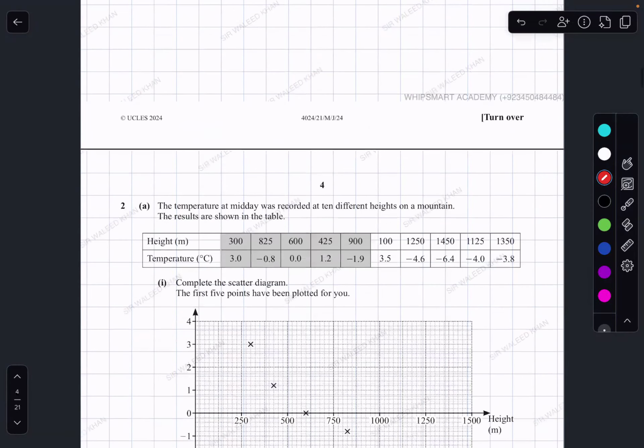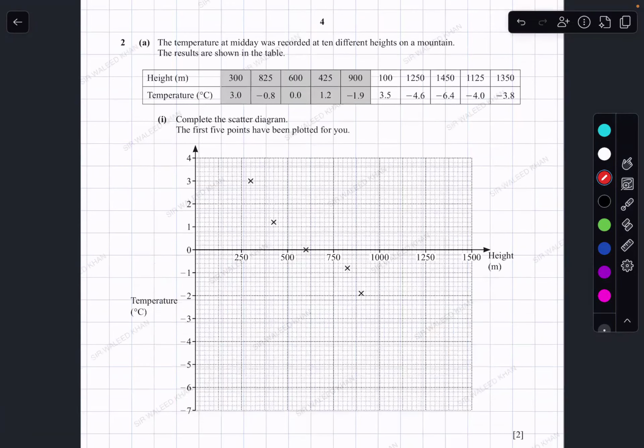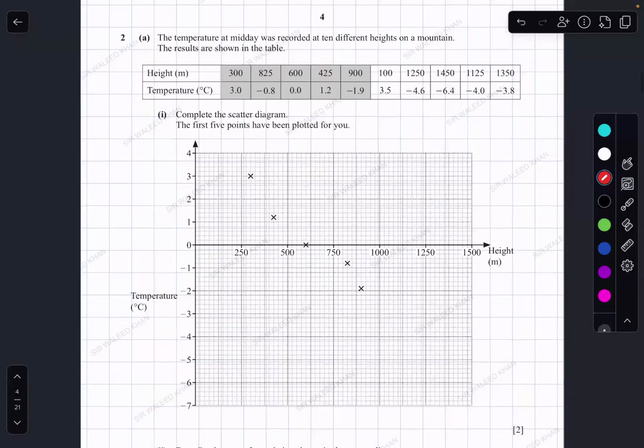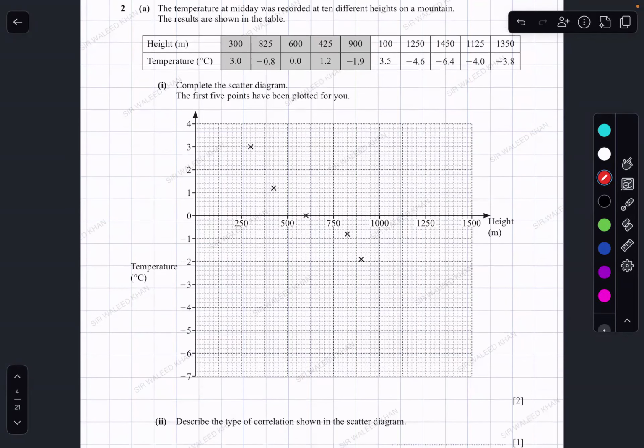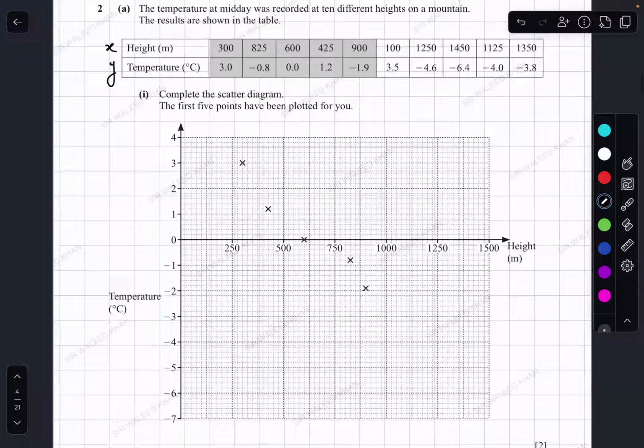Okay. Question number 2 over here. The temperature at midday was recorded at 10 different heights on a mountain. The results are shown in the table. This over here. Now, they have given 5 values, the data for 5 values, and we have to plot the other 5. Just do remember this. These are the values at x. These are the values at y. So when x is 100, the height is 100, the temperature is 3.5.